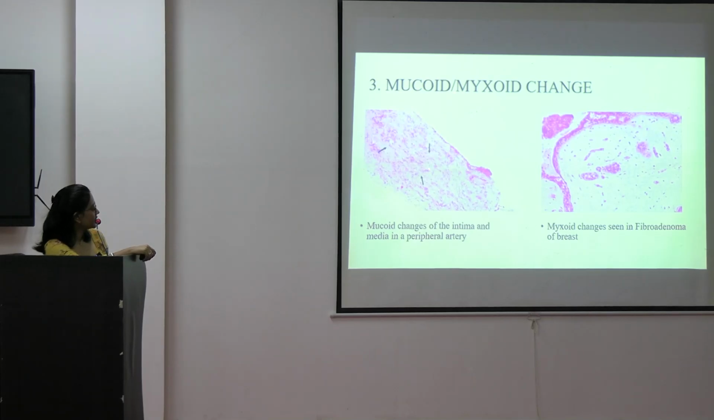So this here depicts, see they almost look similar, right? Morphologically we will not appreciate much of a difference, it is just the tissue in which it is present. So when it is present in the epithelial region, like in the intima and the media in a peripheral artery, we call it mucoid change. But here you can see it in the stroma, the stromal part of a fibroadenoma. When it shows mucin-like changes, we call it myxoid change.